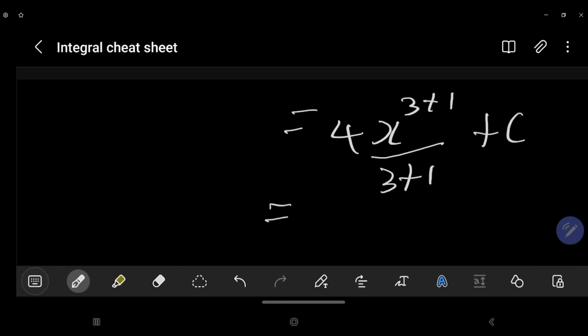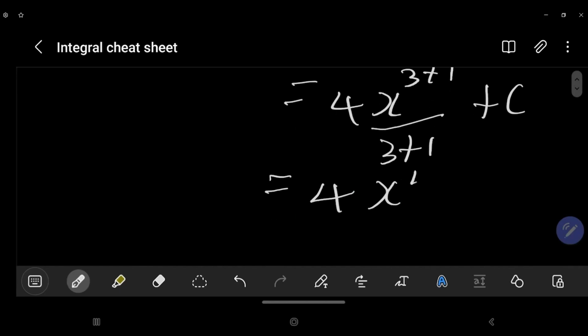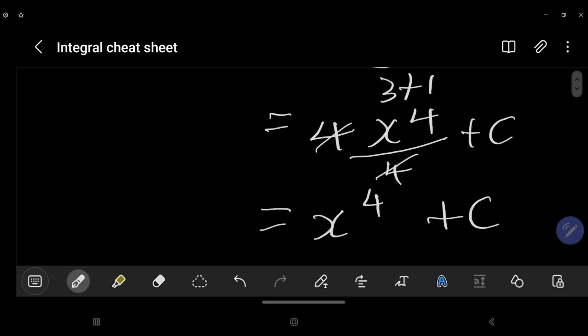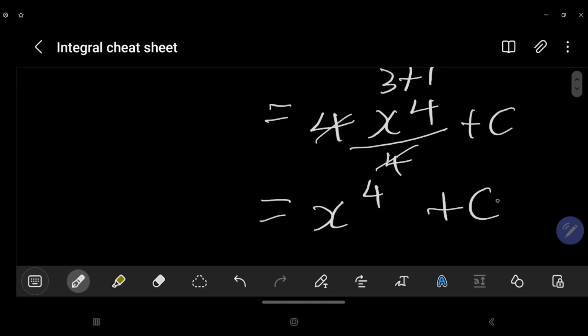So this is basically 4x to the 4 divided by 4 plus c. And if we look at this, we can see that we can simplify this further. The 4's can cancel out, and we'll have x to the 4 plus c. Always remember at this step, try to simplify as much as you can, because in your test or your exam, you might get an extra mark for having your final solution in a simplified format.